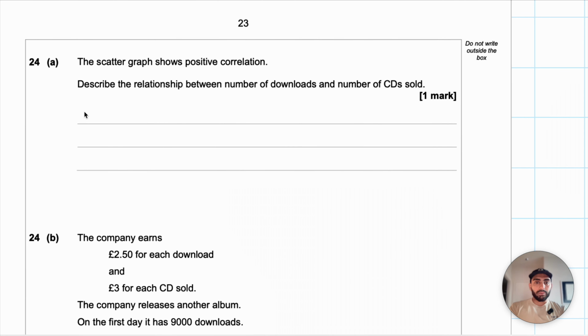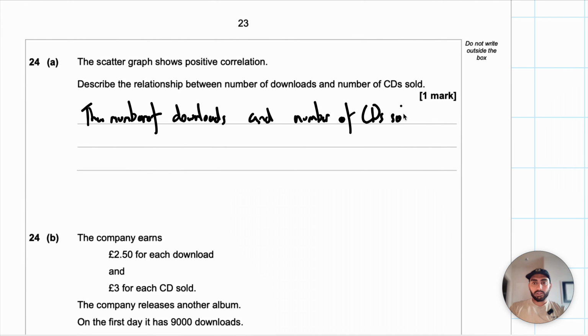So I'm going to write the number of downloads and number of CDs sold both increase at the same rate.